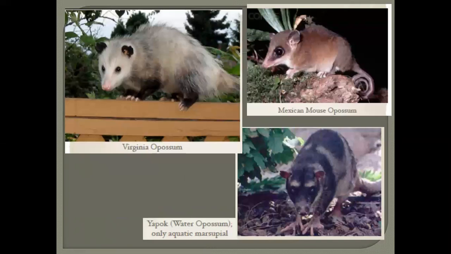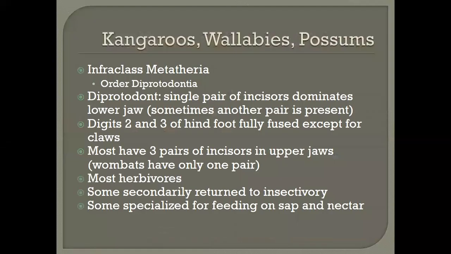As you can see, they are not fully confined to Australia, however, or even South America. We have the Virginia opossum, which is our North American representative of this group. There is the Mexican mouse opossum and the yapok, which is our water opossum. It's our only aquatic marsupial. Within the marsupial groupings, we also have the ones you're more familiar with, kangaroos, wallabies, and possums. Note these are different than the opossums.